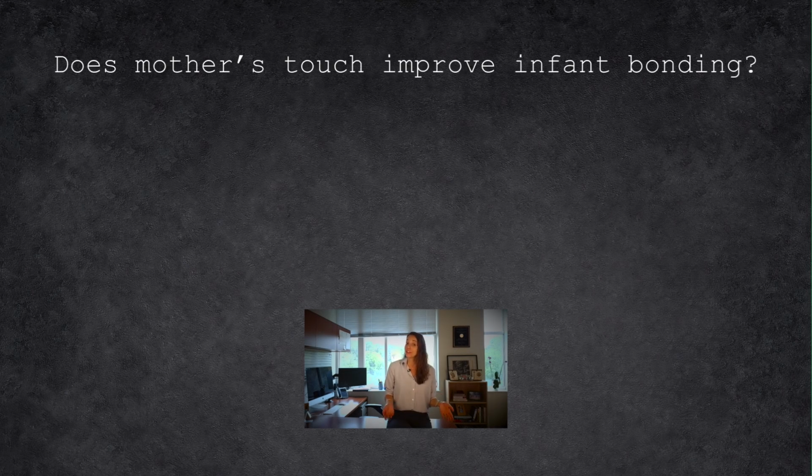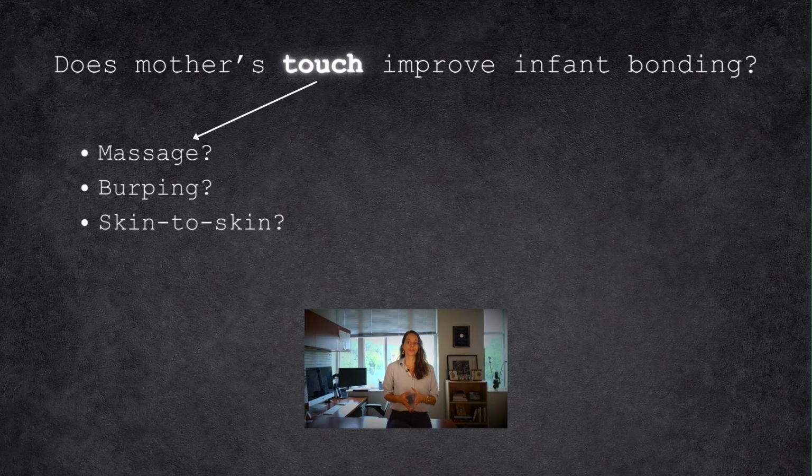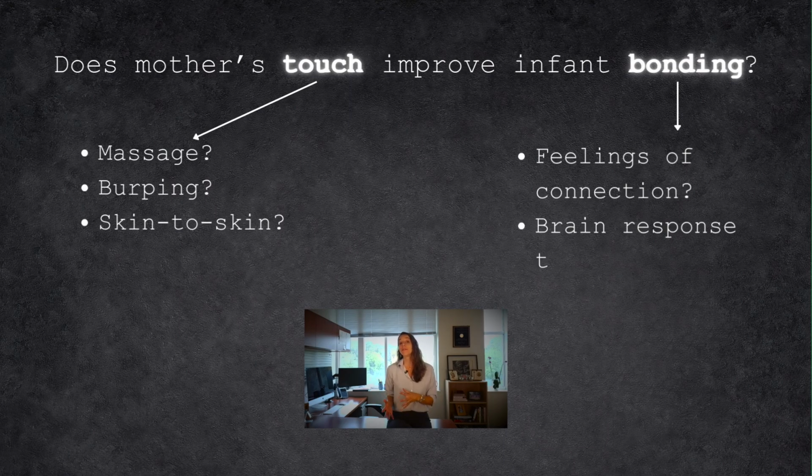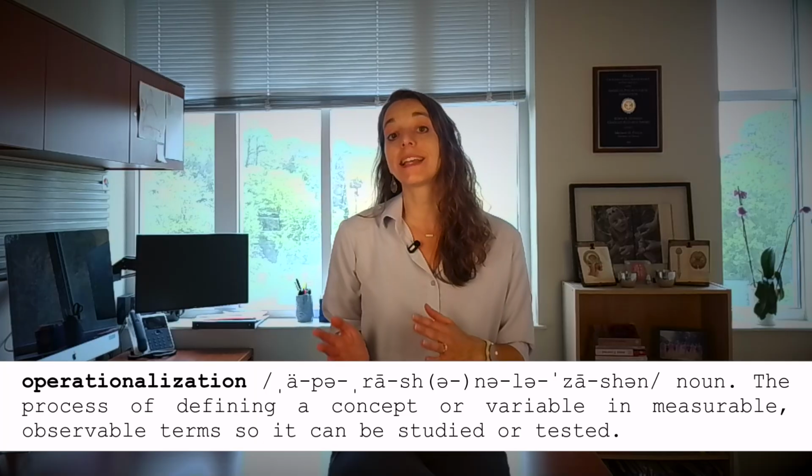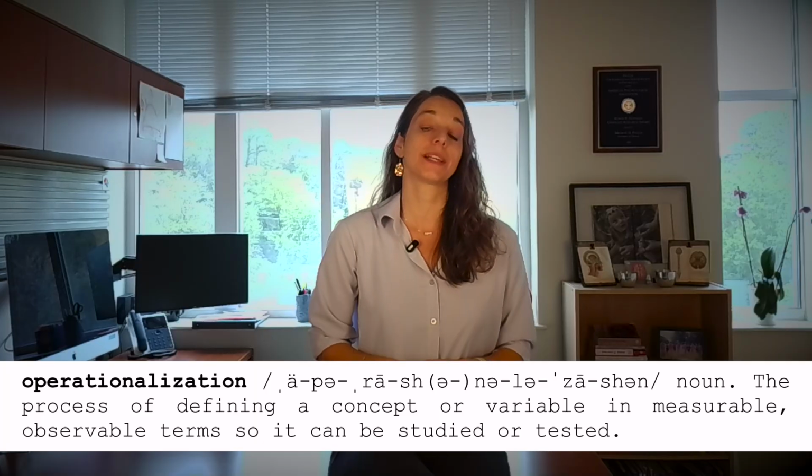Now that certainly is an interesting question, but it's too broad and vague. I can't measure bonding directly. Instead, I need to translate this big idea into something measurable. Maybe by bonding, I mean mom's reported feelings of connection with her baby, or how baby's brain responds to mom's touch. In research, this step is called operationalization, and it's what translates abstract ideas into testable science.